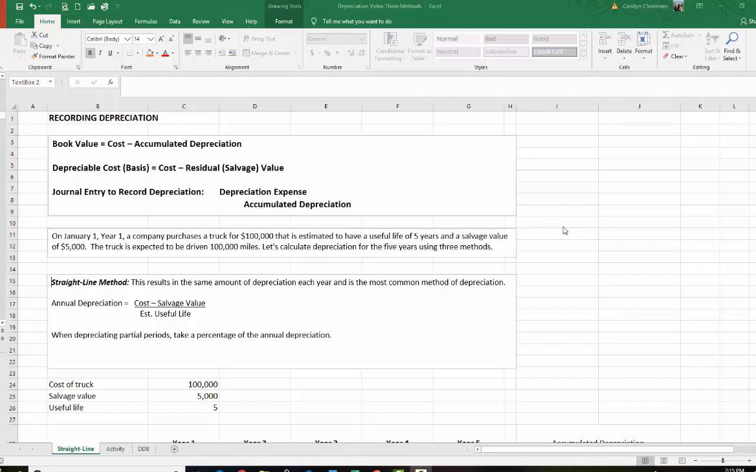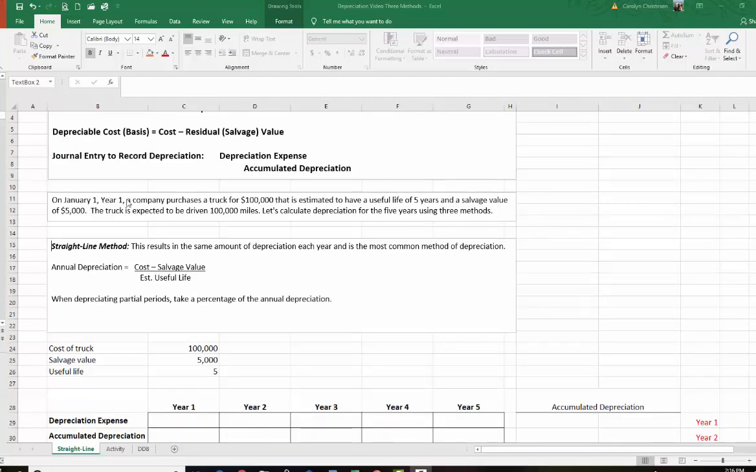All right, so let's get into our three examples. First, here's our data. On January 1st, year one, a company purchases a truck for $100,000, estimated to have a useful life of 5 years and a salvage value of $5,000. The truck is expected to be driven 100,000 miles. Let's depreciate this asset using three methods, starting with the straight line method.